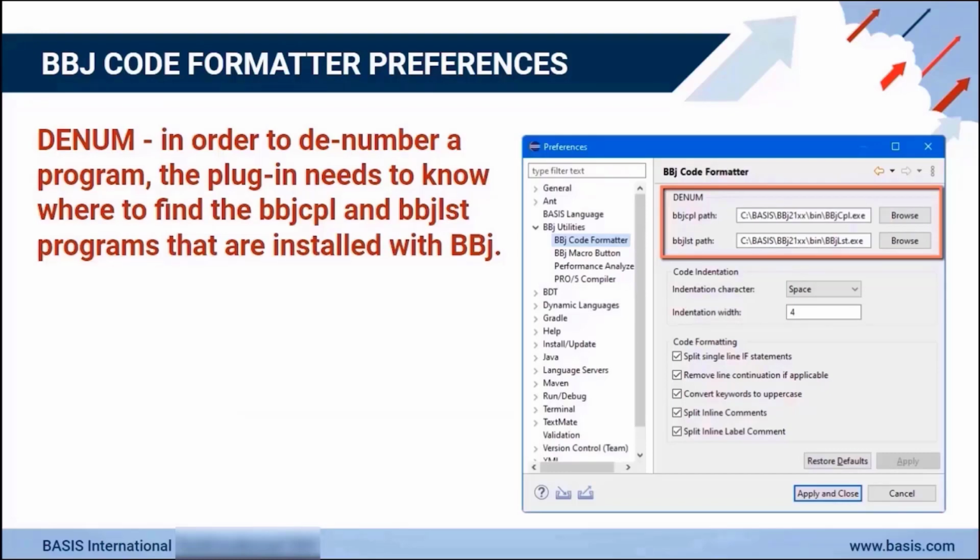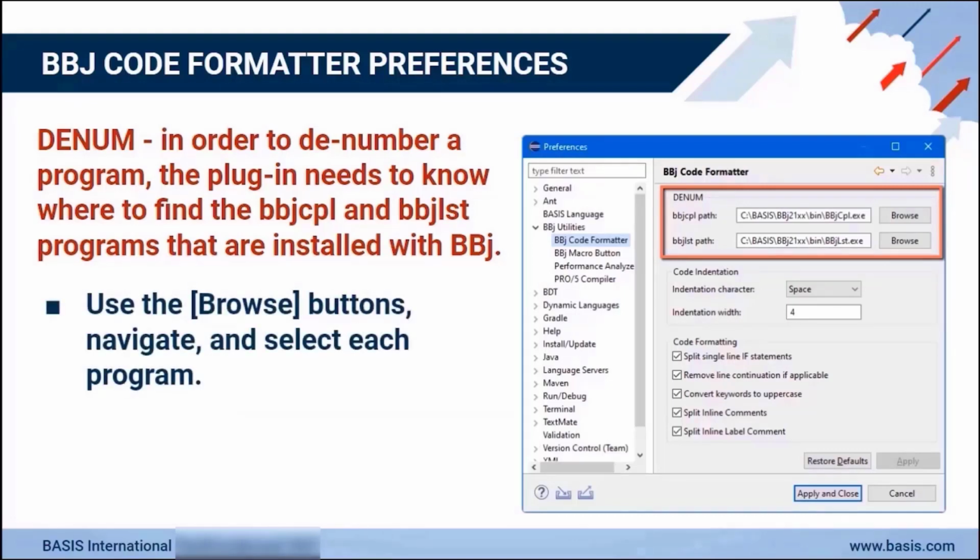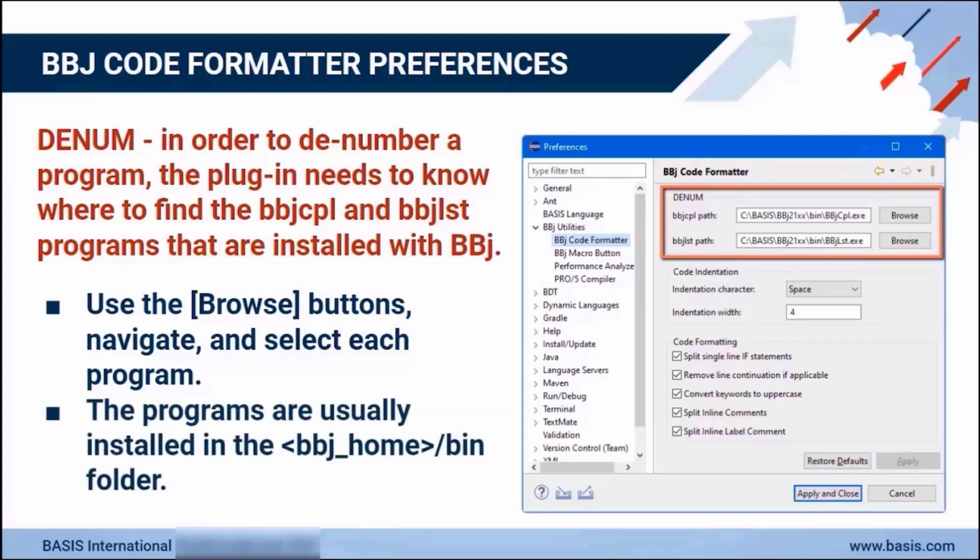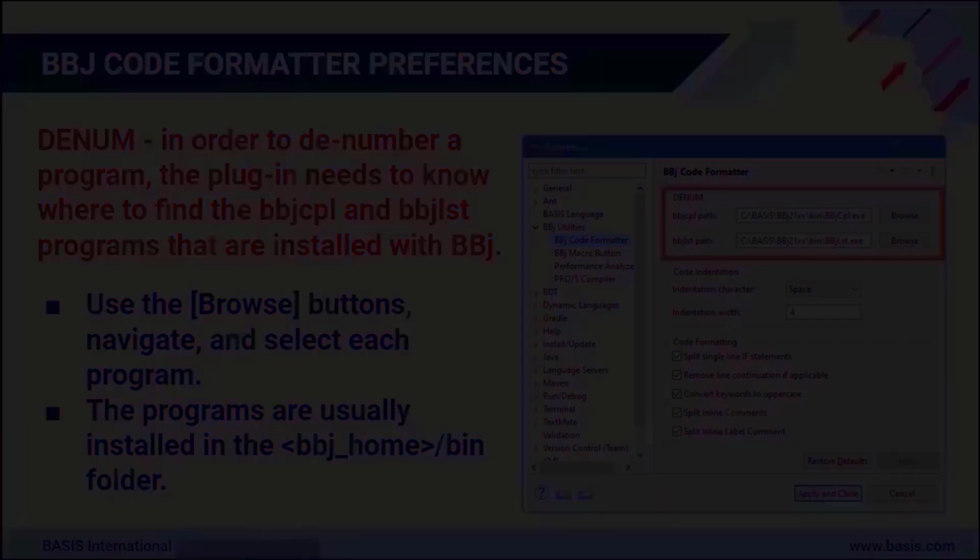Those programs are necessary, and you'll notice in that red box on the right that in order for the denum to be fully configured, you're going to have to tell us where to find them. You do that by using the browse buttons for each, and then navigate and select each program as identified by the prompt. So you'd have to navigate to BBJ CPL and the path to BBJ LST. Those programs, of course, are usually installed in the BBJ home/bin folder. You may have them somewhere else, but that would be the normal place you would look for them.